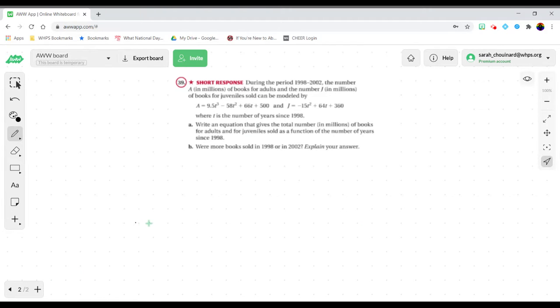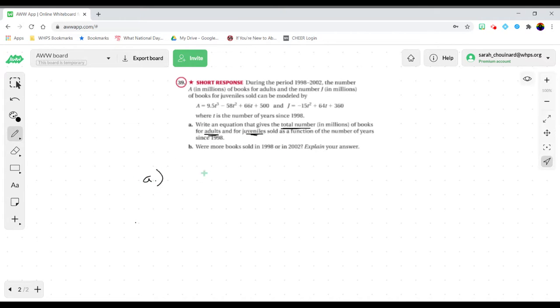All right, here's 39. I know people see word problems and they kind of clam up, but let's just try it. So during the period of 1998 to 2002, the number A in millions of books for adults and the number J in millions of books for juveniles sold can be modeled by these two equations. And so T is the number of years since 1998, and they want me to write an equation that gives the total number of books for adults and juveniles.